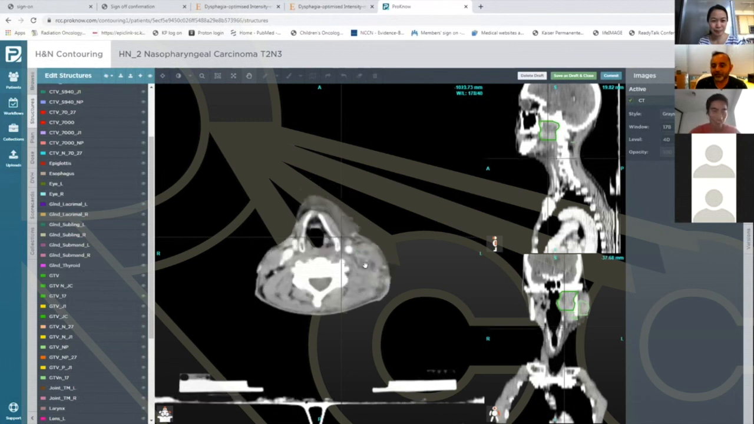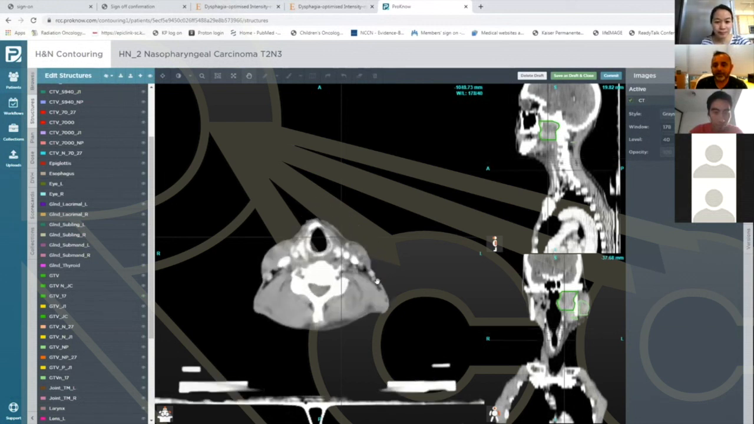I would have contoured these nodes a little bit lower. You can see that here they start becoming cystic, but these are still nodes. This is still GTV, GTV node right there in this patient, okay? And then now you're kind of out. But you can see no fat.